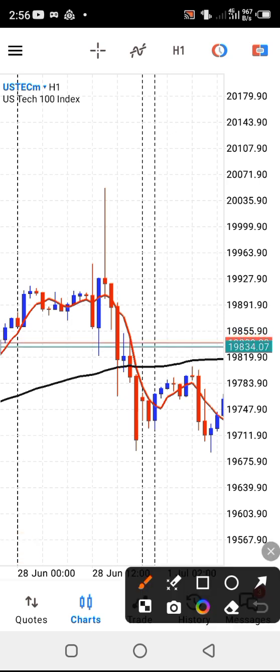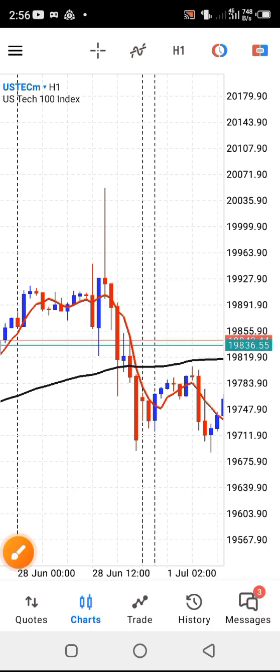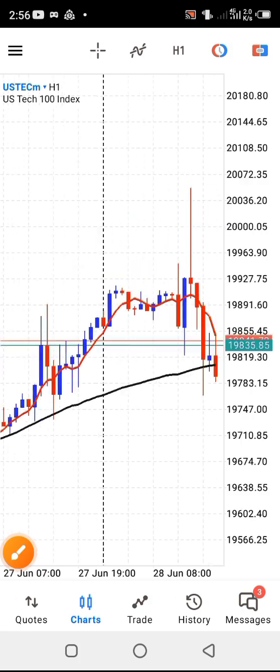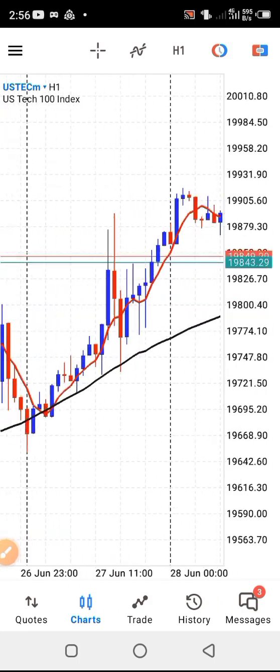The red moving average is the faster moving average, while the black one is the slower one. So the black one is the 50 period moving average, while the red one is the 5 period moving average. Okay, so what do you do? How do you apply this strategy? Now let me show you how you're going to be applying this strategy.